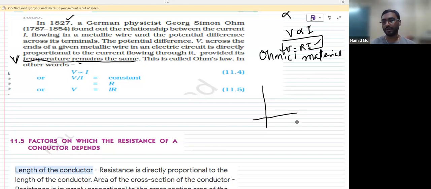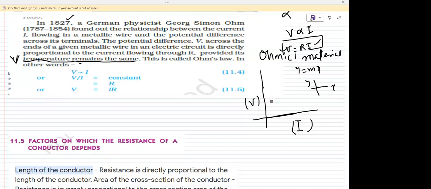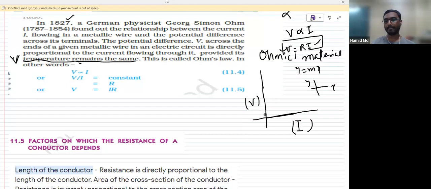If you put the current on the x-axis and voltage on the y-axis, then this is y equal to mx. So this is similar to the x-axis and this is similar to the y-axis, substituting V on the y-axis and I on the x-axis, right? Any confusion, or is everything okay? No, sir. So if we draw it, it will go straight.